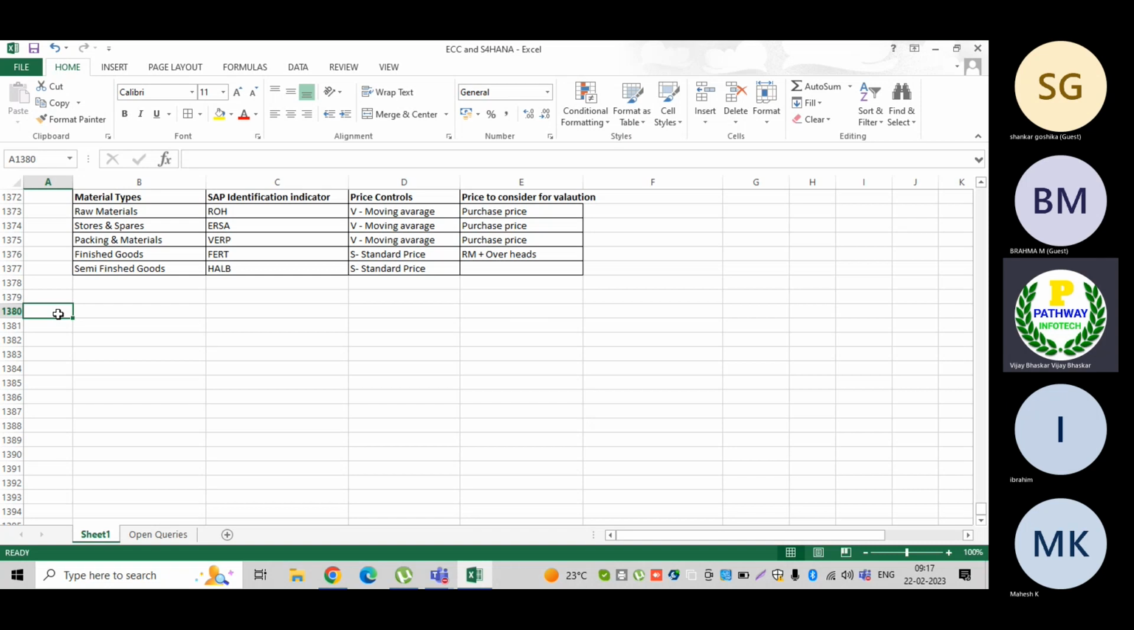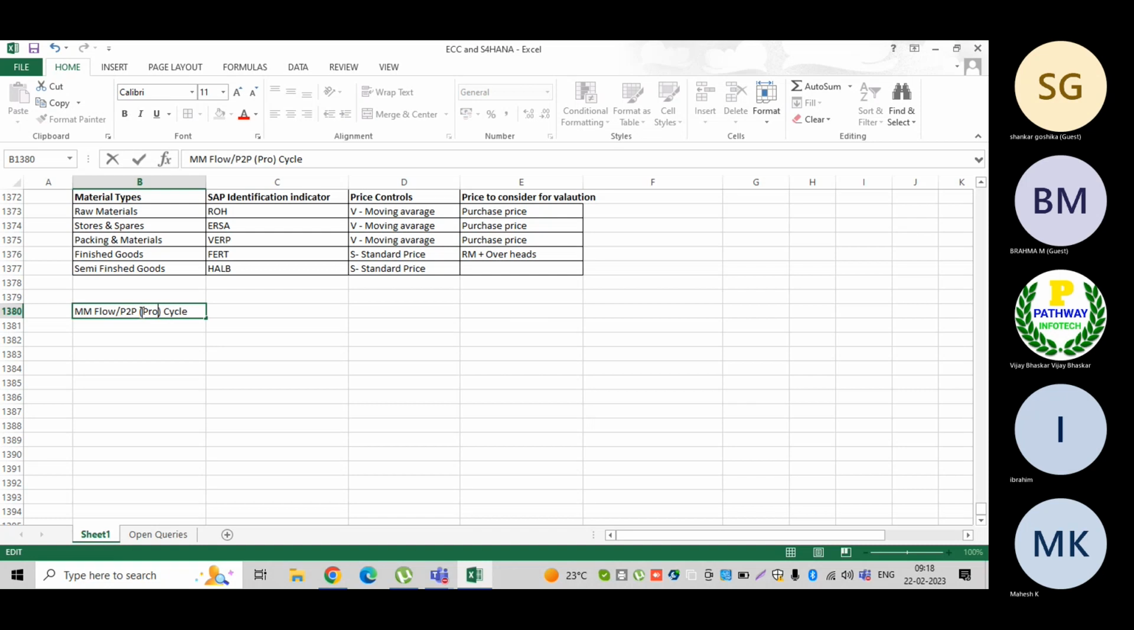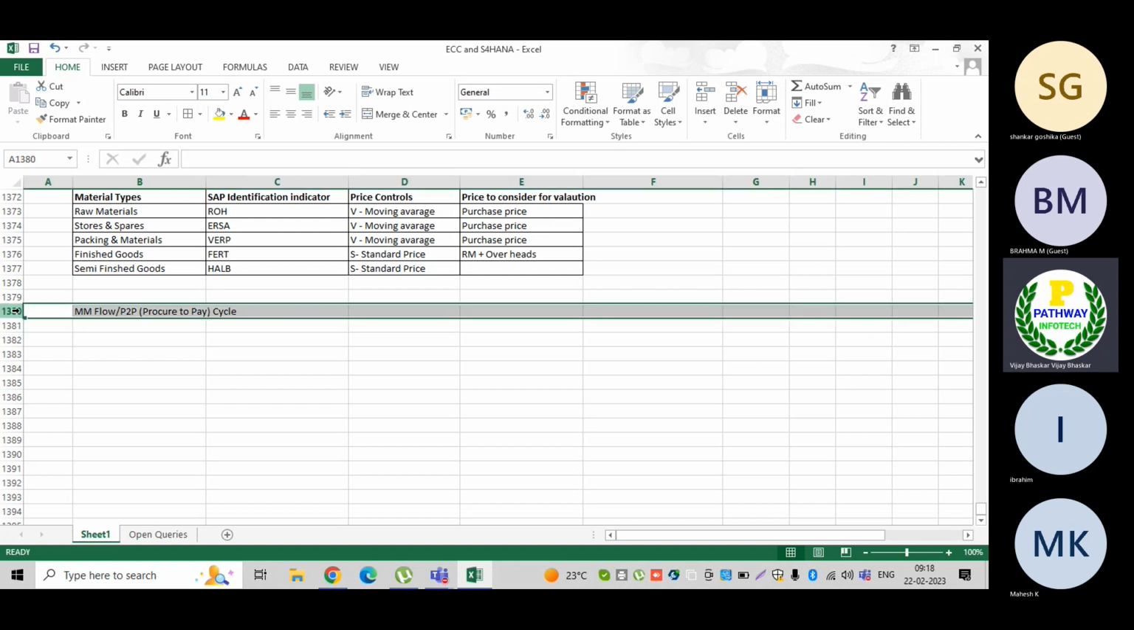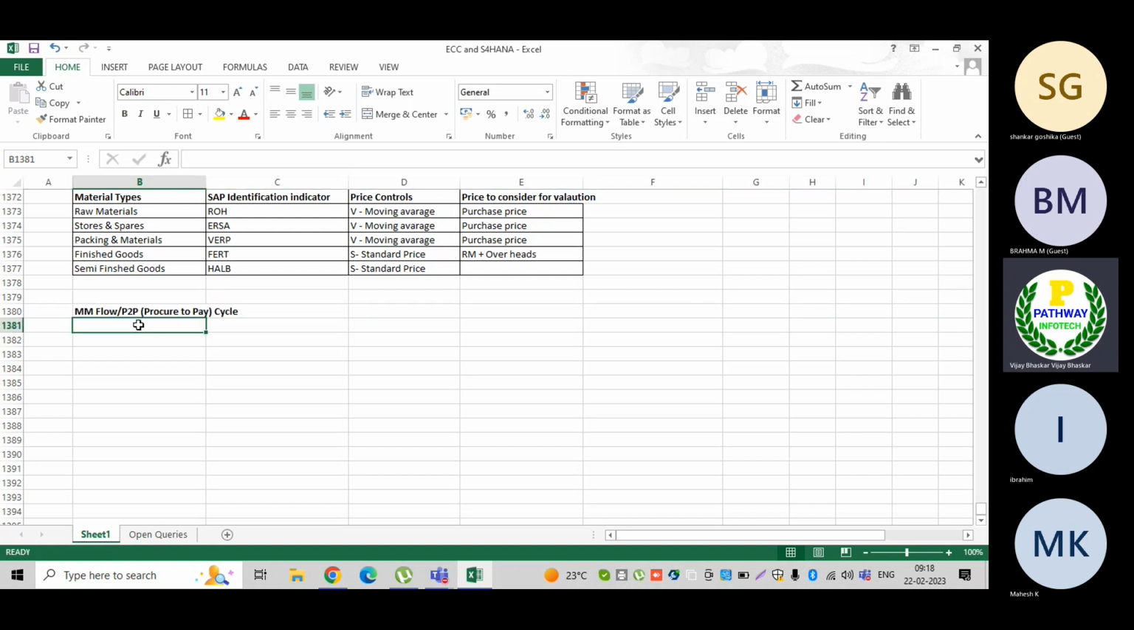So the process flow, I would say the material flow, or they would say P2P cycle. P2P stands for, remember, procure to pay. Remember this terminology, you need to be aware. Don't get confused in an interview. Maybe they may ask you, can you explain about the process flow, or the P2P cycle. Don't get confused about that.